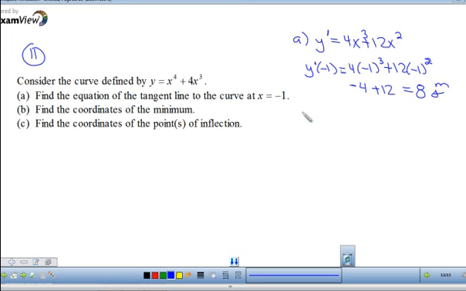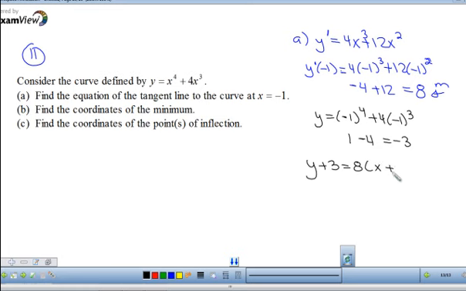So now I need to find the y value. I'm just going to substitute negative 1 into my original equation. I'm going to have 1 minus 4, or negative 3. So the equation of the tangent line is going to be y plus 3 equals 8 times (x plus 1). And I can just go ahead and leave it in point slope.